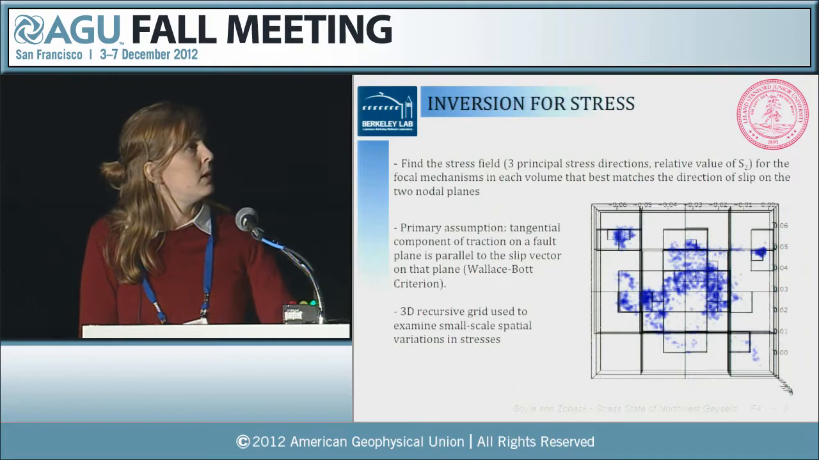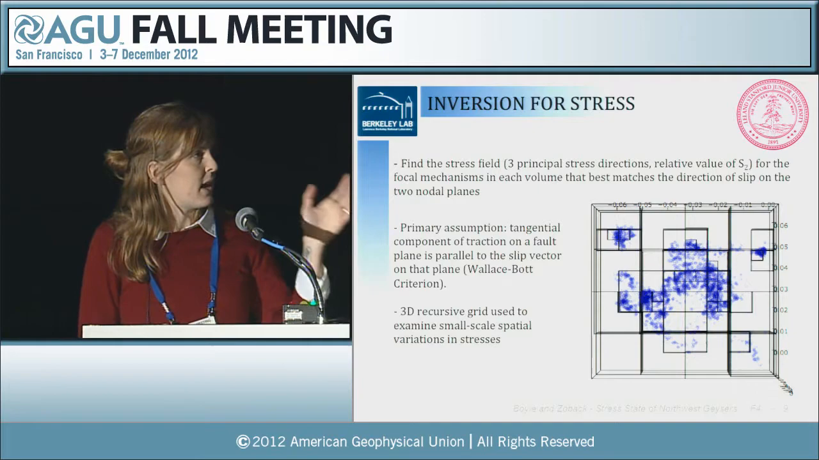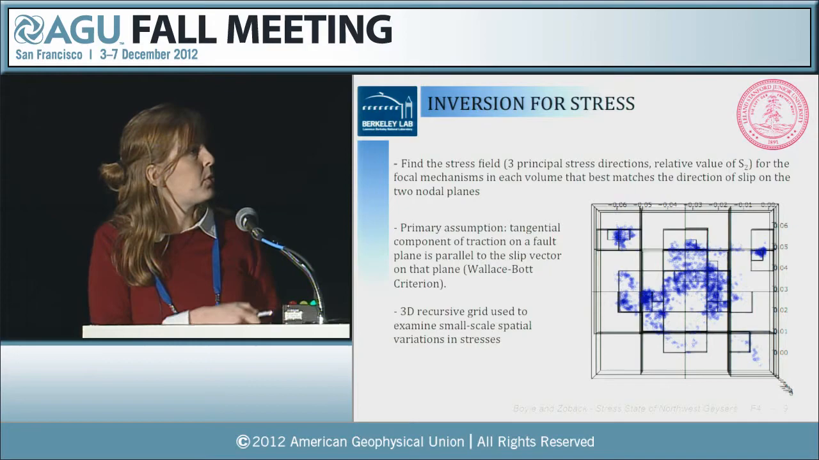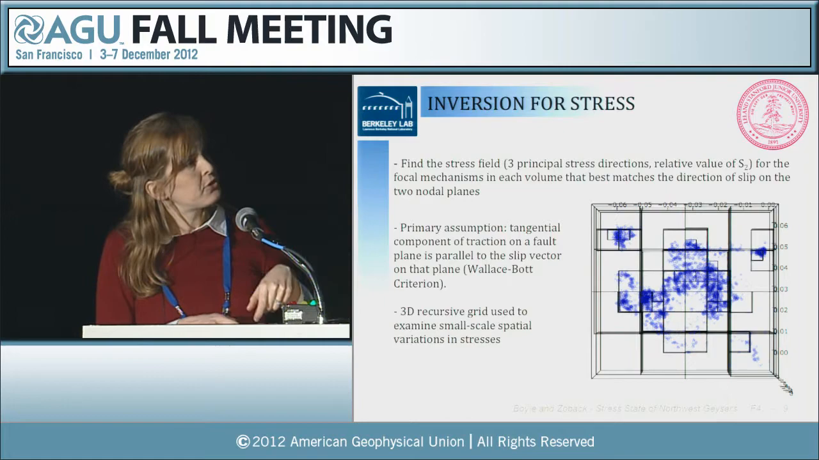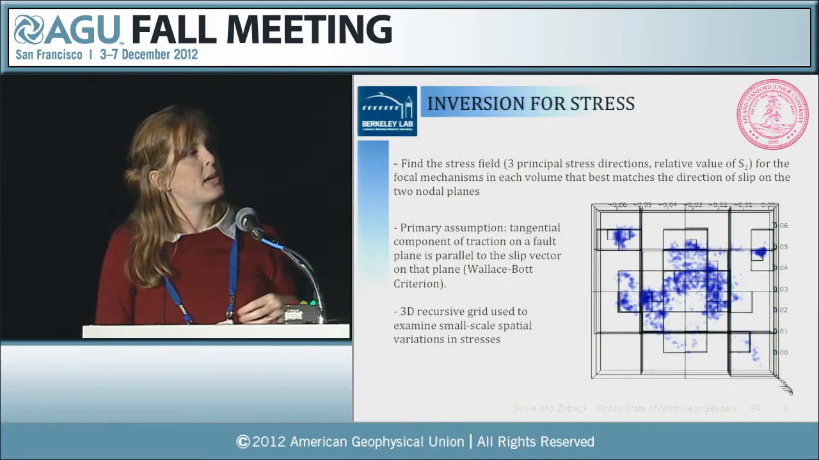So, the inversion for stress: the one point I want to be taken from this slide is bullet point number two, which is that the tangential component of traction on a fault plane is parallel to the slip vector on that plane. This method has been used in several studies, so I'm not going to go into the details here. But what's interesting about this study, building on the method of Townend and Zoback, is that we did the inversion on a recursive grid.